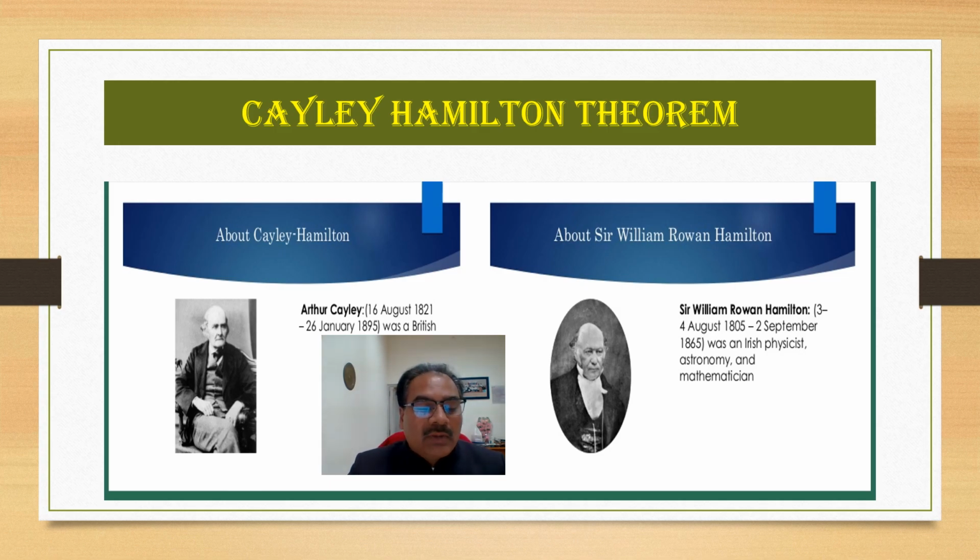The Cayley-Hamilton theorem was given by two mathematicians. The first is Arthur Cayley, who was born on 26 January 1821 and was a British mathematician. Second, his partner was William Rowan Hamilton, who was born in 1805, and his major contribution is in the areas of physics, astronomy and mathematics. Okay, so now let us look at their beautiful theorem, which is known as the Cayley-Hamilton theorem.